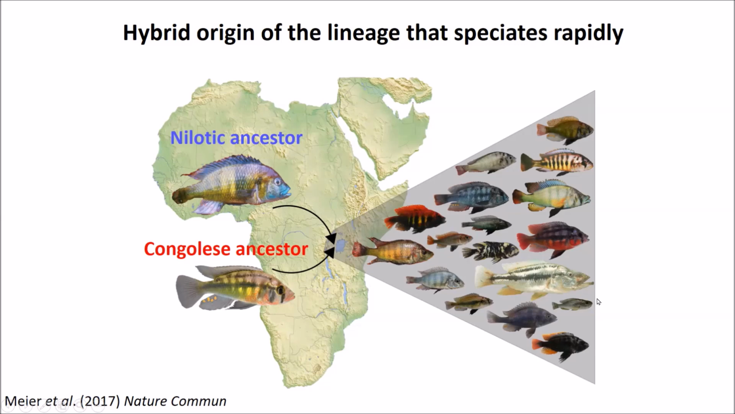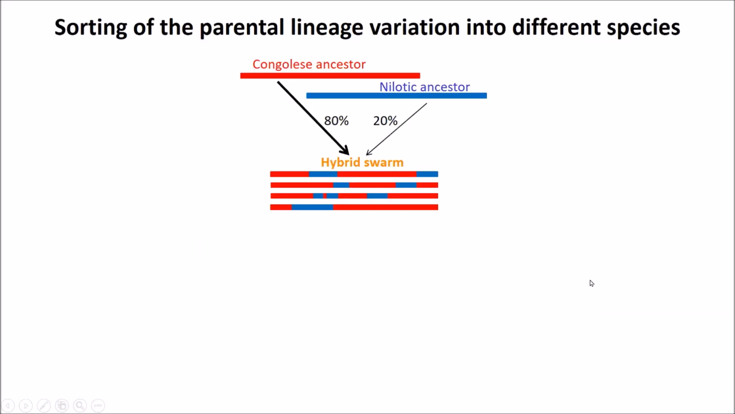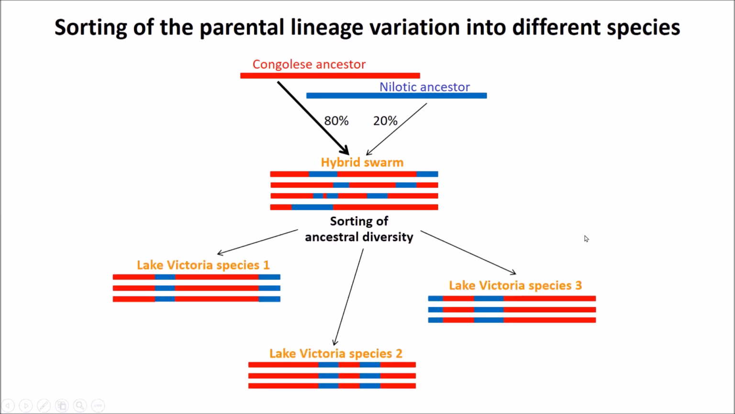So if this hybridization really facilitated the diversification, we would perhaps expect something like this, where the Congolese ancestor and the Nilotic ancestor together gave rise to a diverse hybrid swarm, combining the genetic variation of those 2 lineages. And the different species might then have arisen via sorting of these different Congolese and Nilotic alleles into different species that are different mosaics of these ancestral lineages.